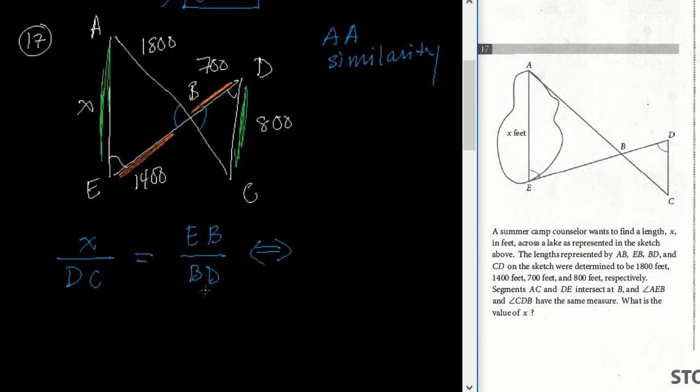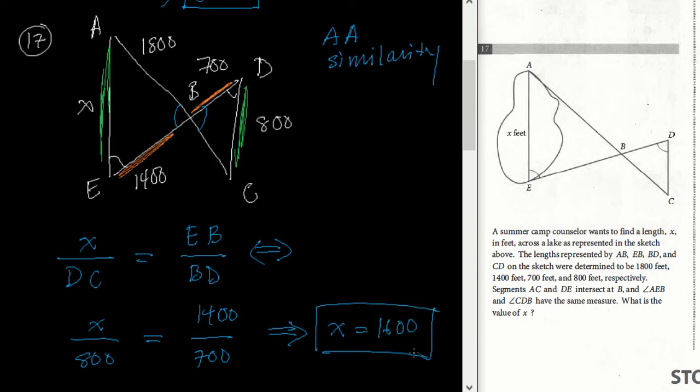Now let's plug in our numbers here. x over DC, which we're told is 800, equals EB, which is 1400, over BD, which is 700. That means that x has to be equal to 1600. Okay, so that's problem 17. Let's move on now to problem 18.